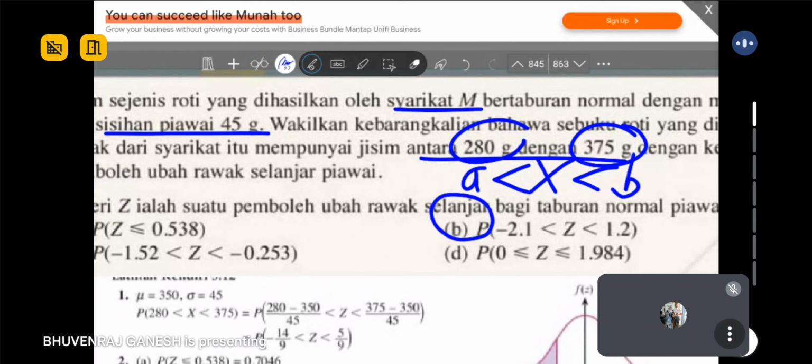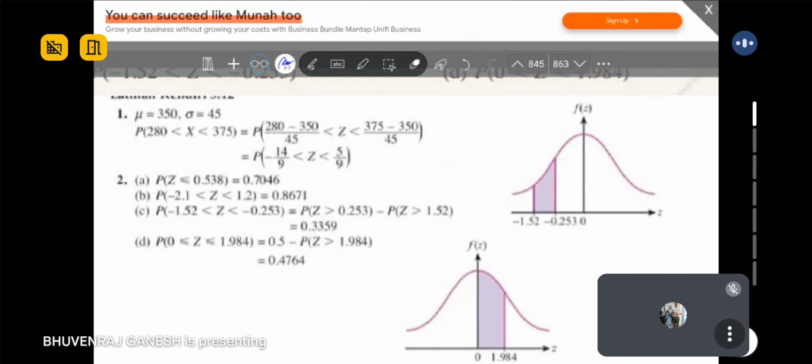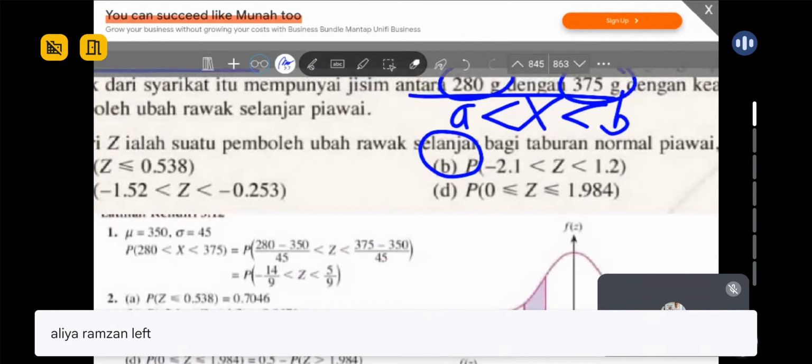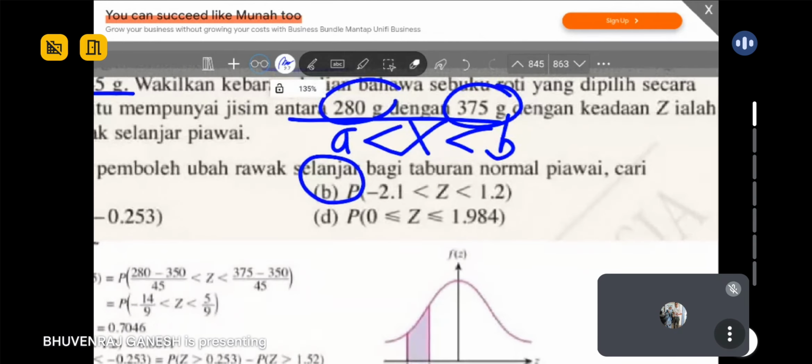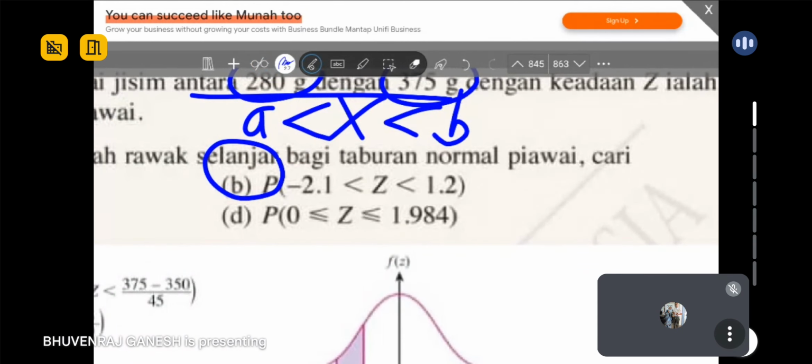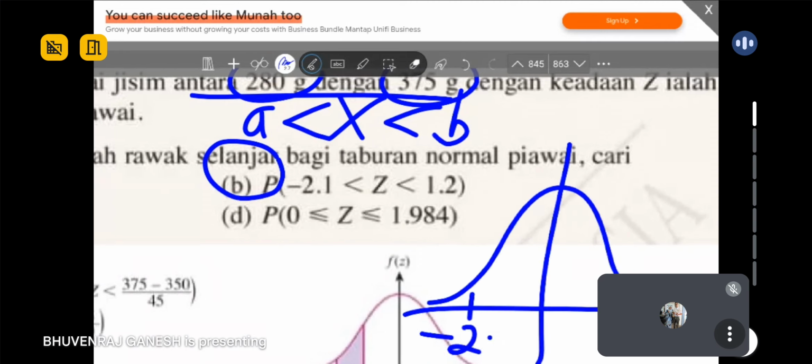Okay, format dia sama. So for question B, same type, you're going to use the concept of 1 minus, because you have a certain region. So for question 2B, they never show you, never mind. You can imagine the graph. Kamu boleh bayangkan graph dia lah. Contoh like this, negative 2.1 and also 1.2. So your shaded region is somewhere around here, kawasan berlorek.